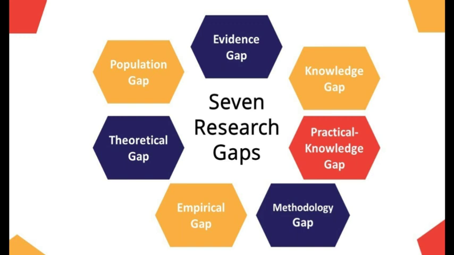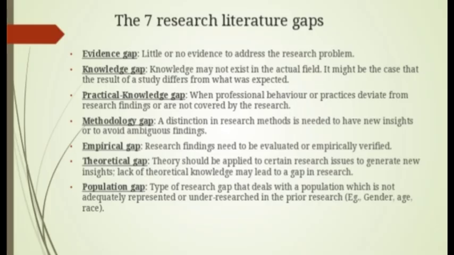Here are the 7 research gaps: evidence gap, knowledge gap, practical knowledge gap, methodology gap, empirical gap, theoretical gap, and population gap. Let's look at the 7 research gaps and get a more clear understanding. The first is the evidence gap. The evidence gap has little or no evidence to address the research problem.